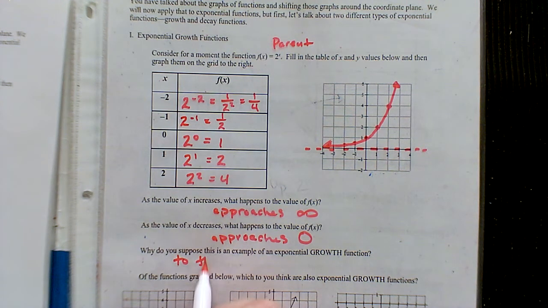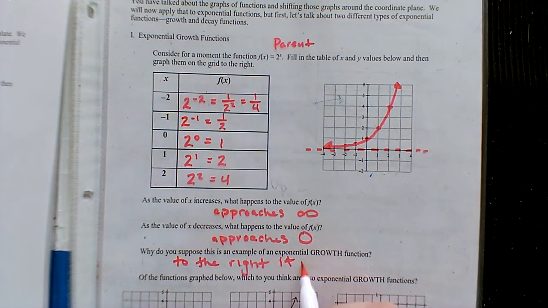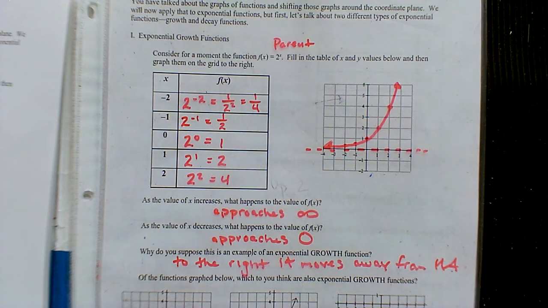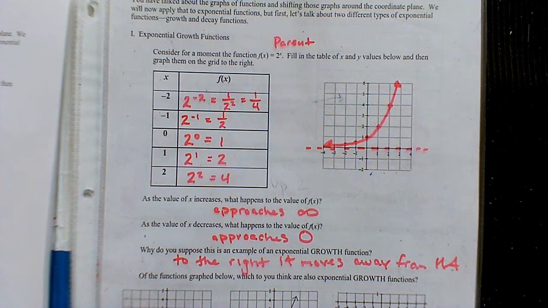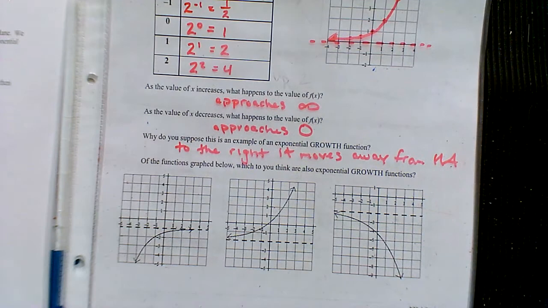There you go. Okay, so to the right, it moves away from the horizontal asymptote. None of that's new. We've done that in previous sections. Okay, this last part is actually not going to be too new for us either. It's just good practice.